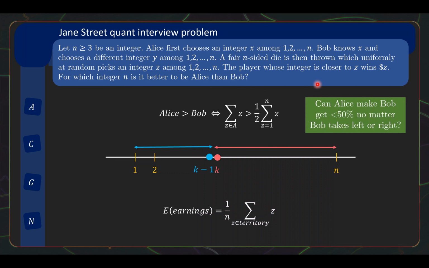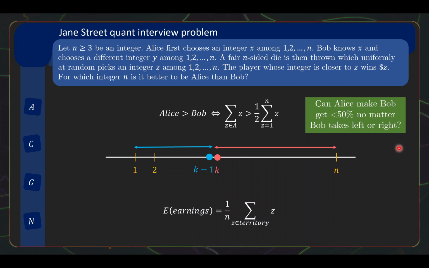So now if you go back to the question, before you even pick any number x or y, can Alice pick her number x to make Bob get less than 50%, no matter if Bob takes the left side or the right side? Because if that's the case, then Alice would be better, right? If Alice cannot guarantee this, like if Alice picks a number and Bob picks something that makes Bob get more than 50%, then it would have been bad to be Alice.